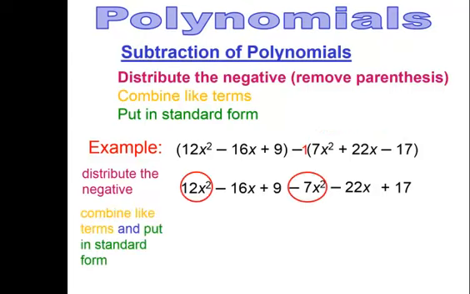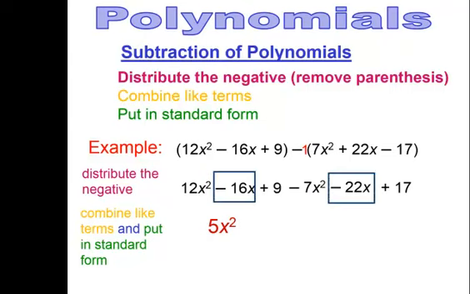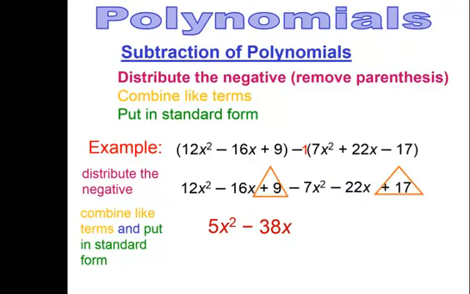You can combine that 12x squared minus the 7x squared, and you're going to end up with 5x squared. And now you're going to see that minus 16x minus 22x, same sign, add and keep the sign, you're going to end up with a -38x. And then lastly, you're going to see that constant plus 9 plus 17, you're going to add that together and you're going to get plus 26. And you want to make sure that your answer is in standard form, and it is in standard form because it's going from the highest exponent down to the constant.